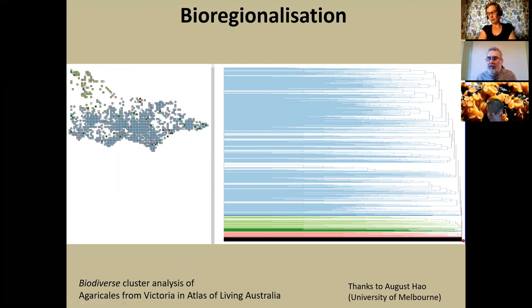But just briefly to explain the concept, here we take each grid and we look at all the different species that are in that grid, and we cluster together grid cells that have a similar suite of species in them. And this is just a very early analysis for Victoria, just for Agaricales, which are the mushrooms and relatives. And we can see there are a couple of clusters in here, but particularly this green cluster and then everything else. And that green cluster maps back into this area up in the top corner here. So just blowing that up.